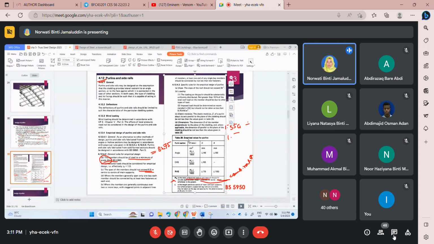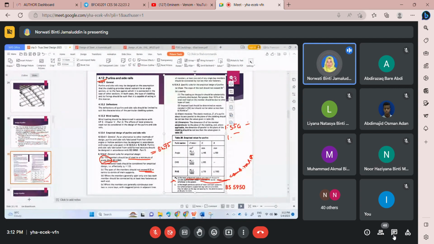Like I said, from Table 29, you can get the minimum value of the modulus of elasticity that the designer needs to fulfill. D represents the depth of the section you want to propose. Let's say from the calculation you get 100 for D, it means the section you propose should have a minimum depth of 100 mm. B is for the width or breadth.